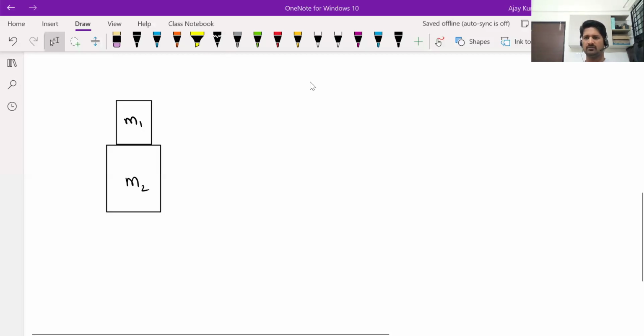Yusuf, if you have anything to say, you can. So M1 pushes M2 as it's going down. M2 is not a fixed block. We released both M1 and M2. M2 is also falling down. Why does M1 have to push M2?